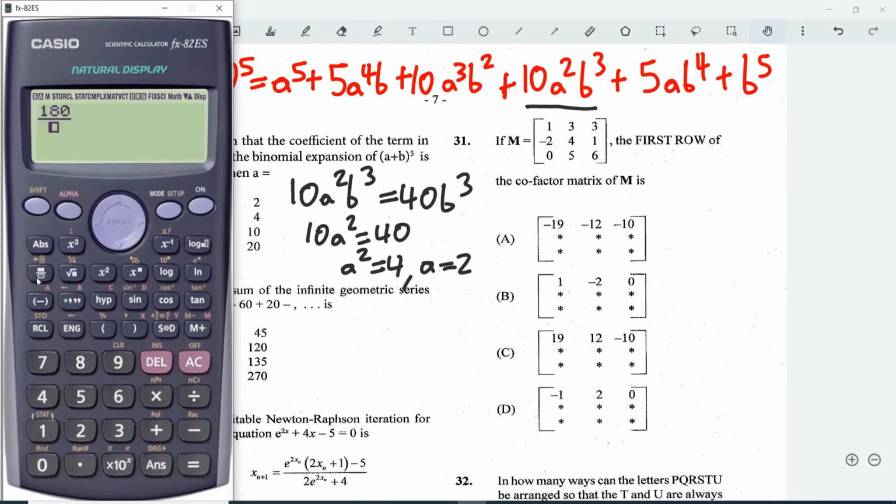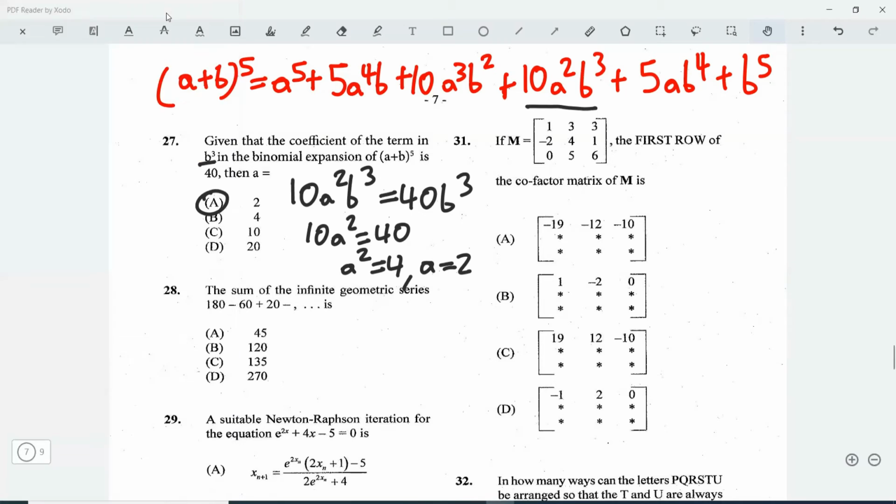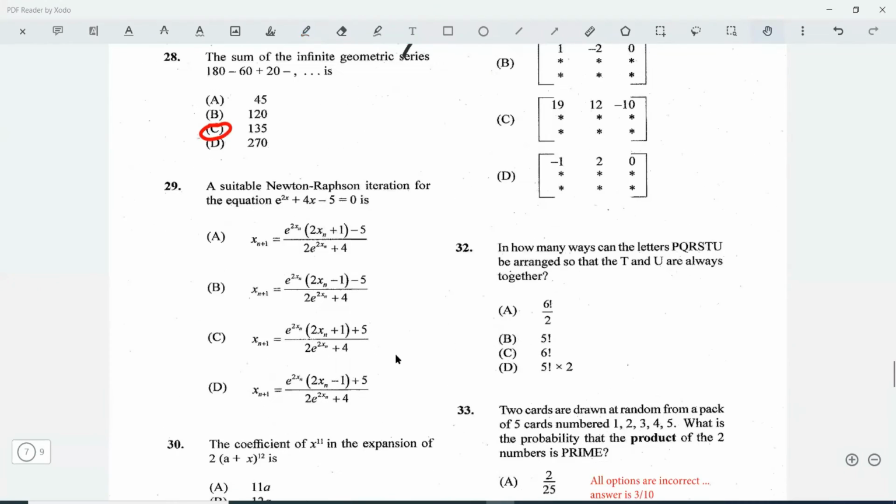So we have 180 divided by 8 over 9 plus, right here, minus 60 divided by 8 over 9. Punch that in our calculator, that is 135. I knew it was 135, you know. I just couldn't remember that it was 135 because it's a repeat. That's option C.